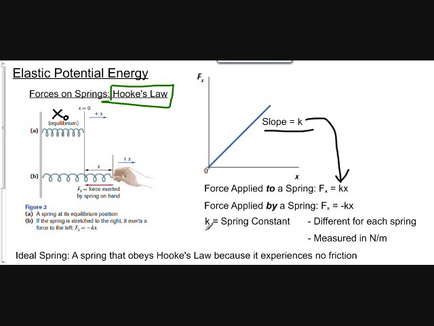And we're going to call this k the spring constant. And this again tells you how stiff a spring is. So it's going to be different for each spring, but notice from dimensional analysis, you should get that this constant is measured in newtons per meter.